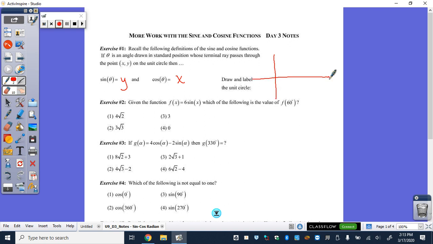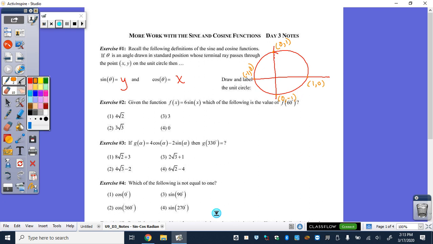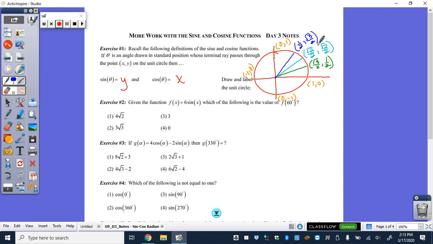Draw and label your unit circle. Okay, so we've got, start with our quadrantals. So there is our unit circle.